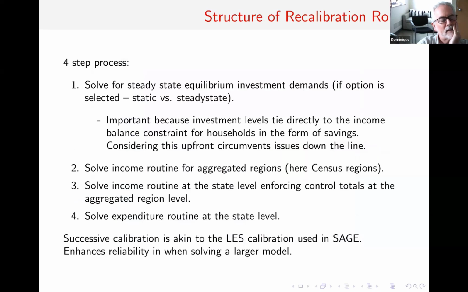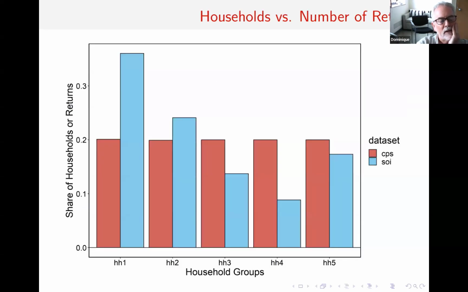Tom, can I ask a question? Sure. How difficult would it be to use some other classification of households? I'm thinking of sector of employment or occupation or something along those lines.